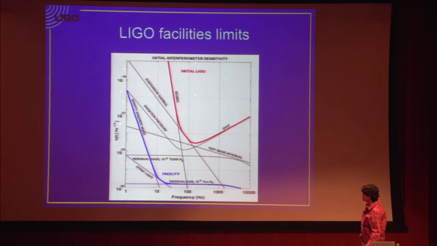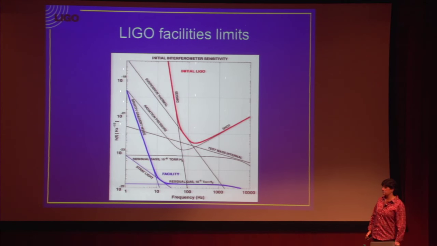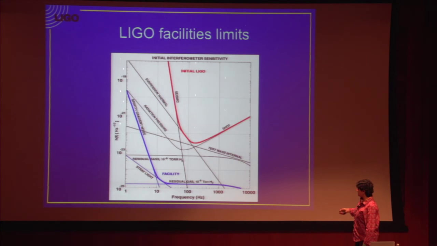And in fact, the first thing you have to ask is, is that even possible to do? So this is a plot, again, strain on the vertical axis versus frequency on the horizontal axis. The red curve is the target sensitivity of initial LIGO, and the blue curve, which is made up of many other curves, is the limit at which the LIGO facilities can operate. And you can see there are several orders of magnitude in between the two for making detector improvements before you throw out the facility, right? And so, of course, it behooves us to fill this in.